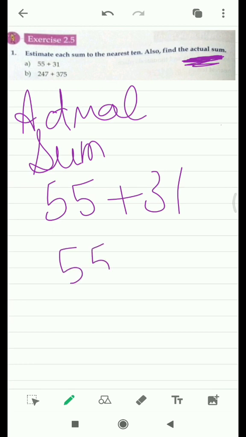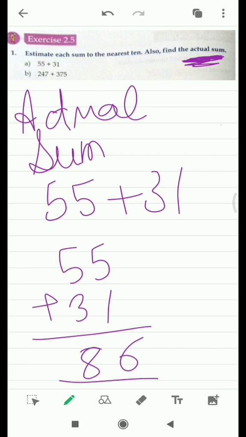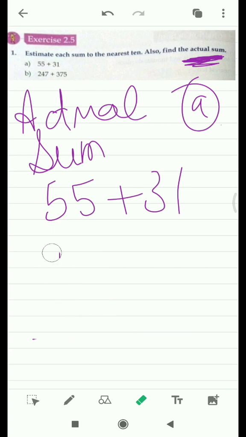It means we have to add them. 5 plus 1, 6. 5 plus 3, 8. Right? So this is your actual sum. This was your part A, including the previous part. Now we'll start with part B of this question.